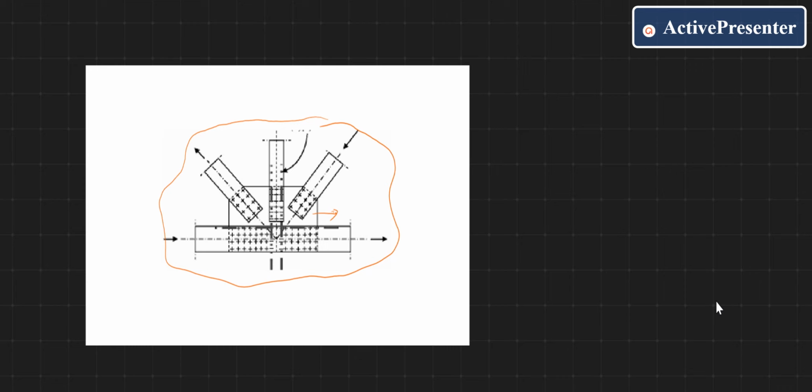This is because the connection failure is more dangerous than component failure. That is, if suppose this particular component fails, it's okay, we could manage with the other four components. But suppose this connection fails, what happens? This component and all will fail. So we need to make sure that the shearing strength and bearing strength of the bolt is always greater than the tensile strength of the plate.